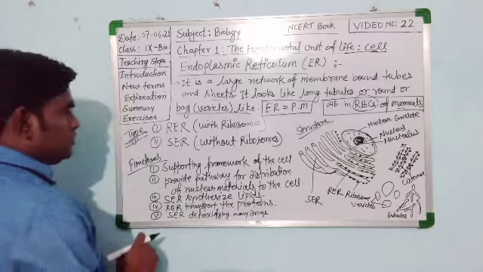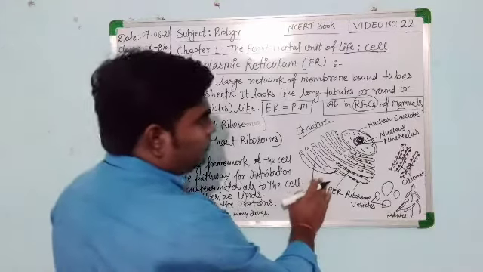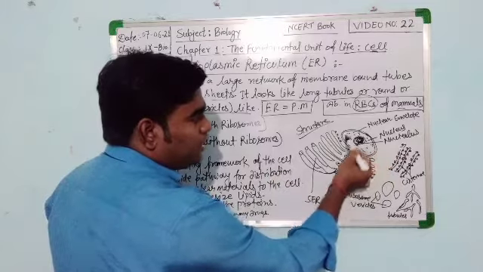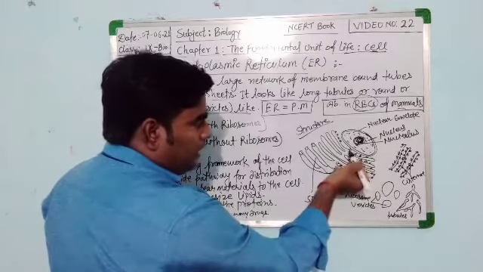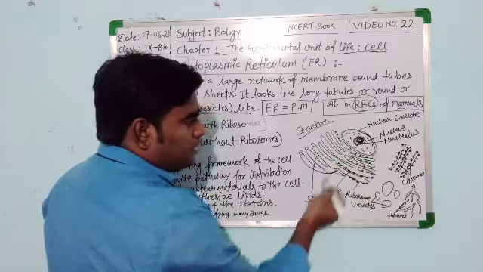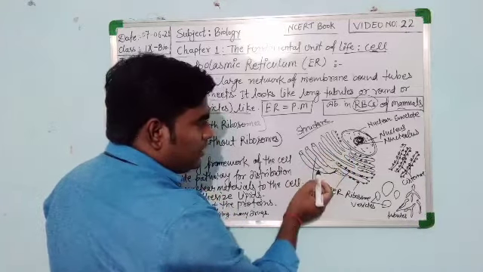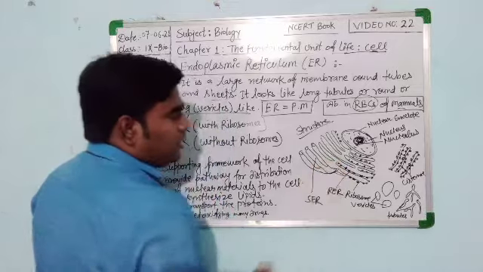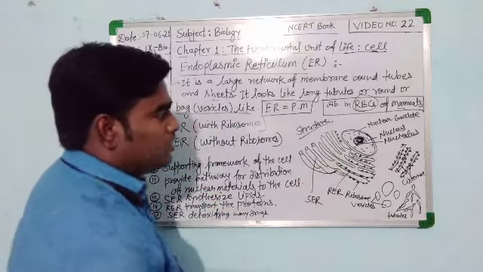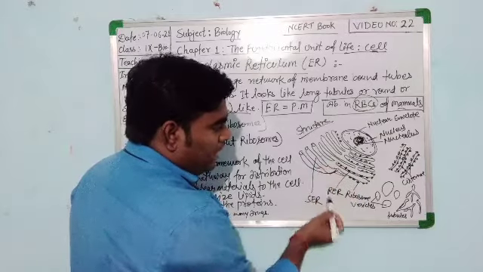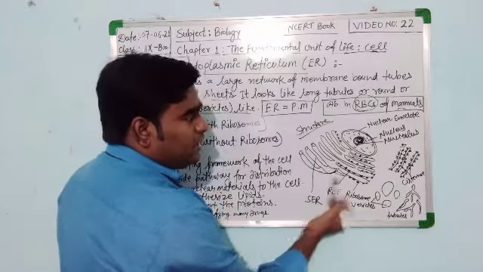So see, this is the structure of endoplasmic reticulum. This is the nucleus, and the outer membrane of the nucleus is formed by the folding of many membranes, which form the tubules and sheets. So this is the membrane of endoplasmic reticulum, with the labeling of the diagram here.